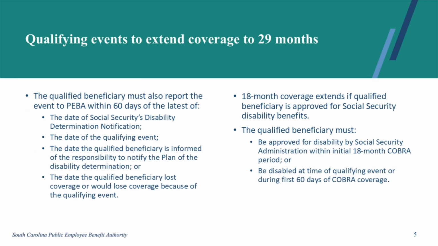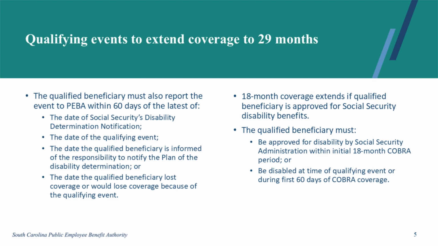When Social Security approves disability benefits for a qualified beneficiary, the original 18-month COBRA period may be extended to 29 months. The Social Security disability approval must happen within the initial 18-month COBRA period, or the subscriber must be disabled at either the time of the qualifying event, or during the first 60 days of COBRA coverage.